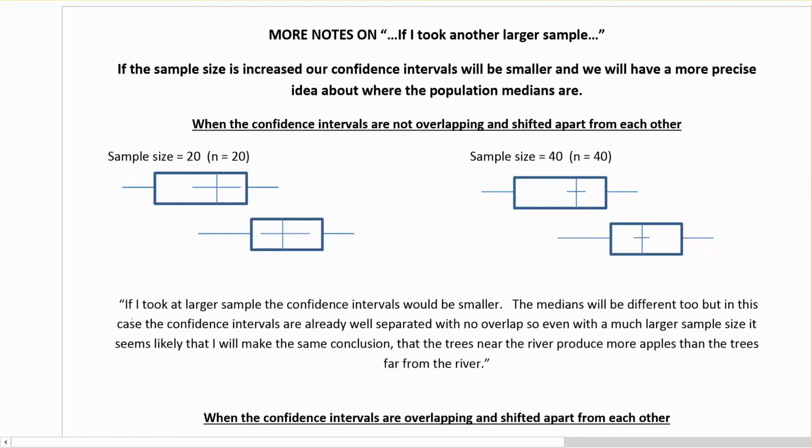And so your statement here would be, if I took a larger sample, the confidence intervals would be smaller. The medians will be different too, but in this case, the confidence intervals are already well separated with no overlap. So even with a much larger sample size, it seems likely that I will make the same conclusion, that the trees near the river produce more apples than the trees far from the river. So there you'd have to put it into context, right?